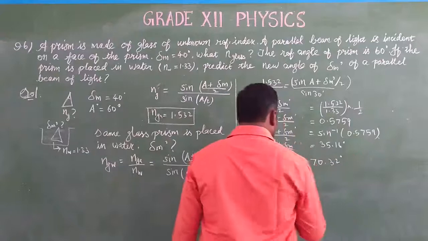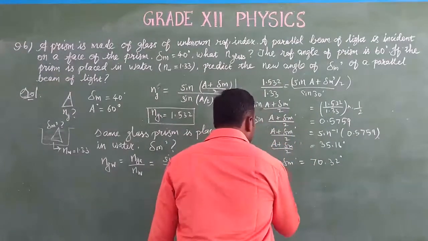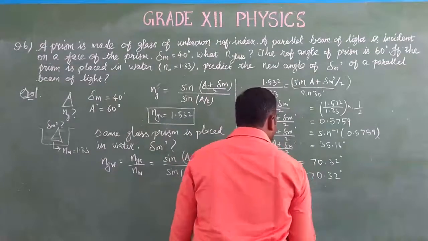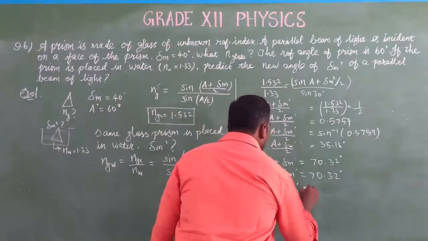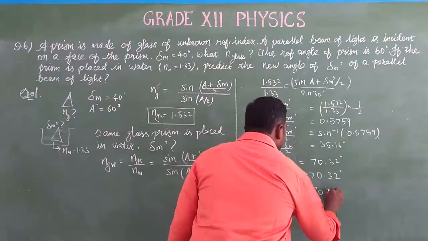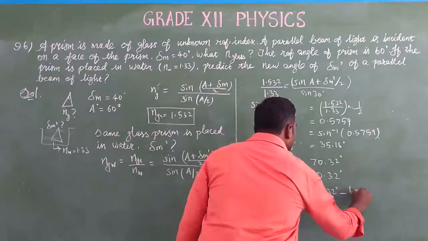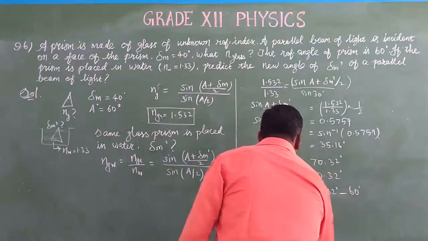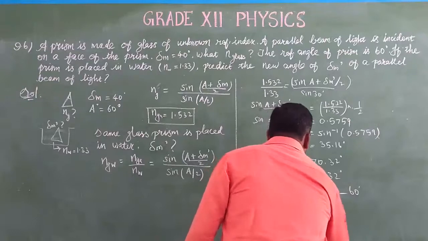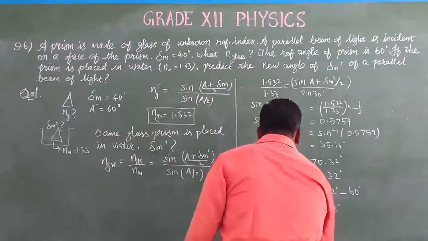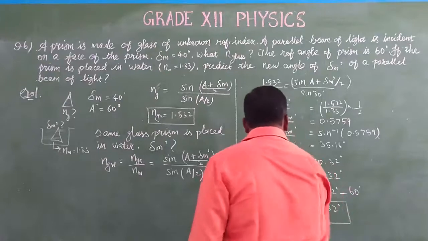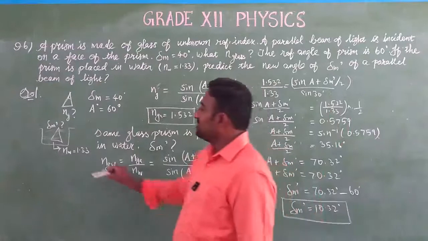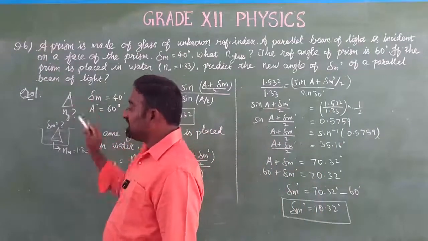70.32 degrees. And the angle of the prism is 60 degrees. So 60 degrees plus delta m dash is equal to 70.32 degrees. Therefore, the new angle of minimum deviation is equal to 70.32 degrees minus 60 degrees, which is equal to 10.32 degrees. This is the new angle of minimum deviation. Okay, I'll explain once again. Listen carefully. There is a glass prism. Initially, it is placed in air.